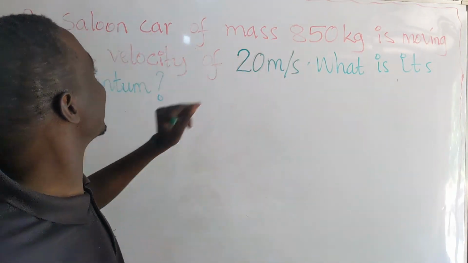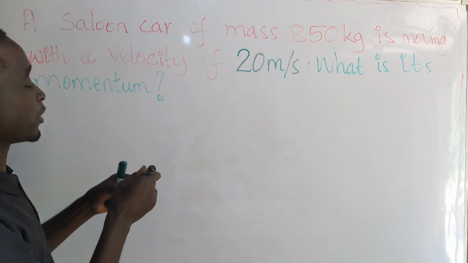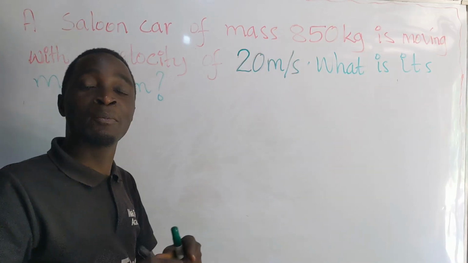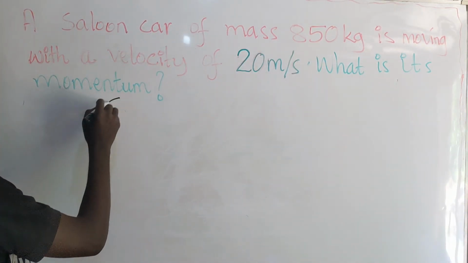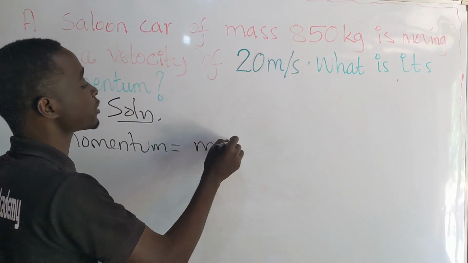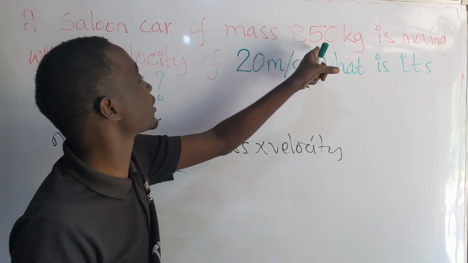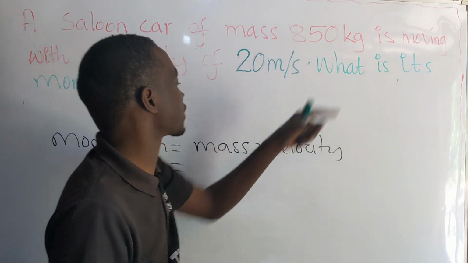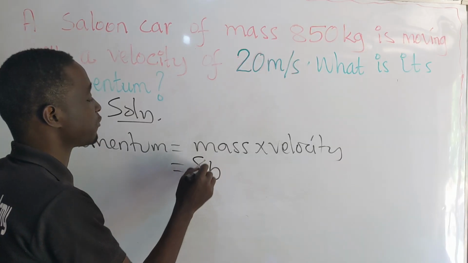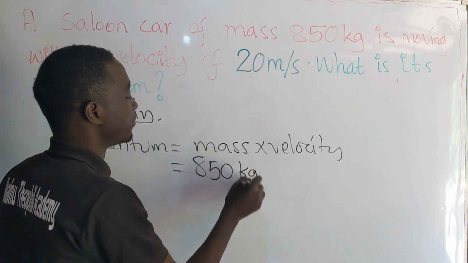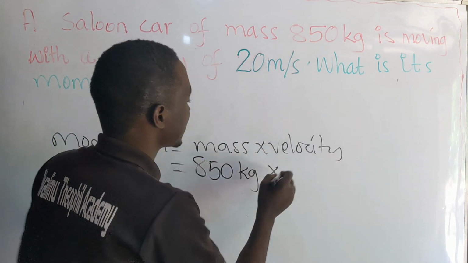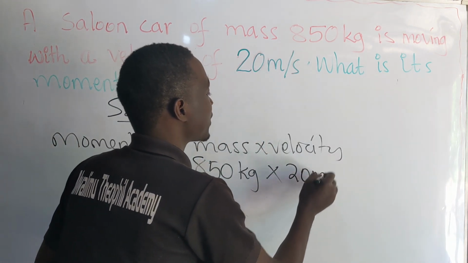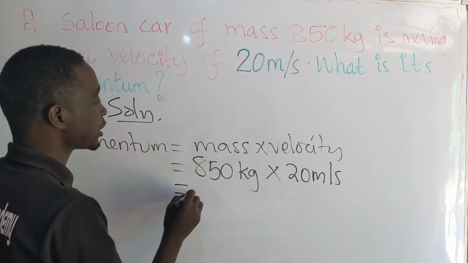Now, let's go ahead. Okay, here we are required to calculate the momentum. You have to know that momentum is equal to mass times velocity. In our question, you were given that mass is equal to 850 kilogram. Now we multiply this mass by velocity, which is 20 meters per second. What do you get?